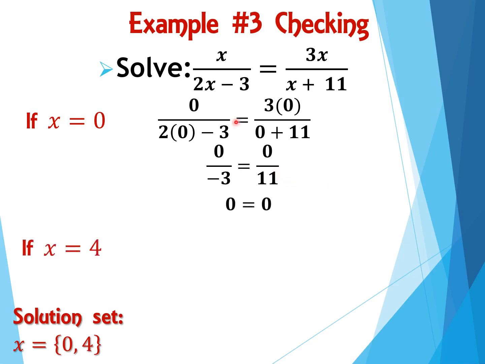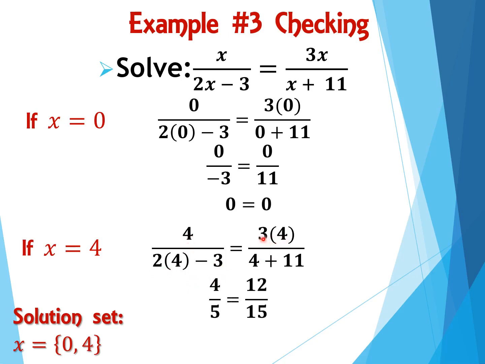And then if x is equal to 4, we'll have 4 divided by 2 times 4 minus 3 is equal to 3 times 4 divided by 4 plus 11. So this will be 2 times 4 is 8 minus 3 is 5. So this will give you 4 over 5. And then here you have 3 times 4 is 12, and 4 plus 11 is 15. So if we reduce this one, this is divisible by 3, so that will give us 4/5 is equal to 4/5. So therefore, 0 and 4 are the solution set.